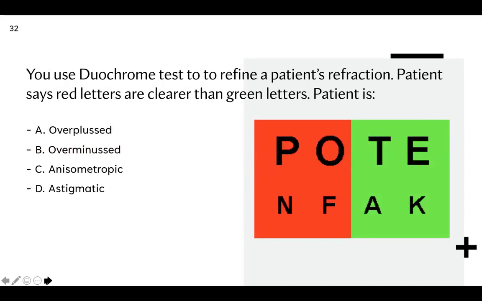Okay. So you use the duochrome test to refine a patient's refraction. A patient says that red letters appear more clear than green letters. So in this case, is the patient over plus, over minus, anisometropic, or astigmatic? If the patient says red letters are more clear than green, in what state is the patient? Over plus, over minus, anisometropic, or astigmatic?